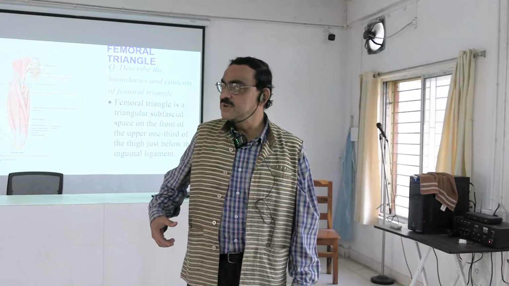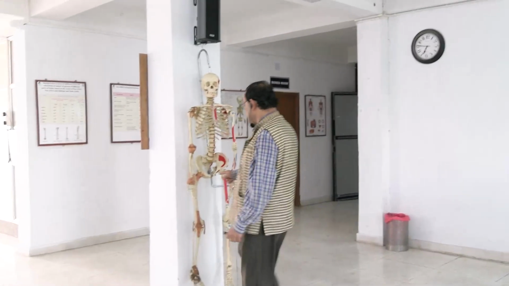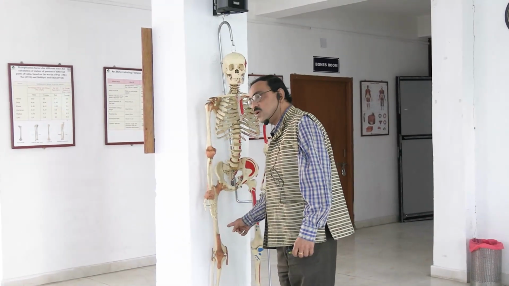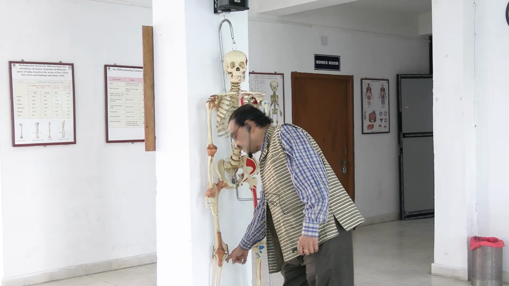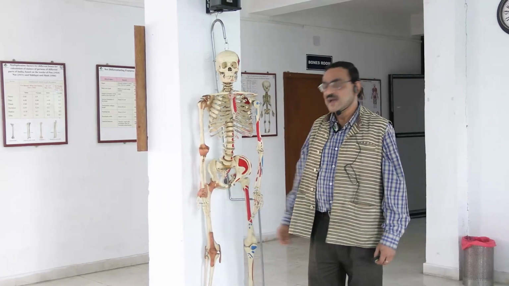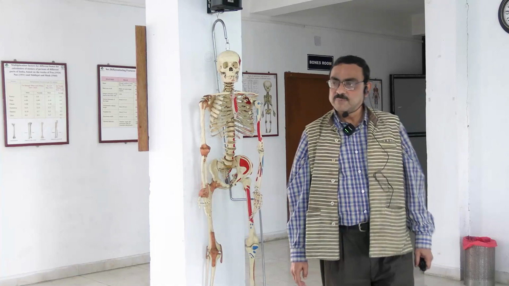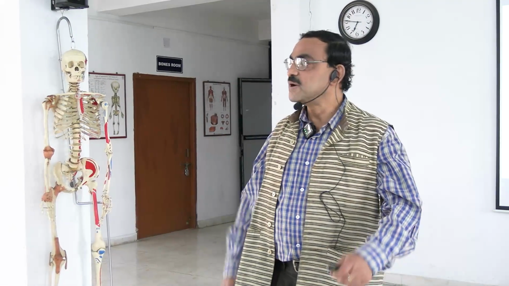There is one muscle which takes origin from the anterior superior iliac spine and it traverses the whole of the femur and ultimately it is inserted at the upper part of the medial aspect of the tibia. That muscle is called Taylor's muscle or the sartorius. Okay, sartorius.